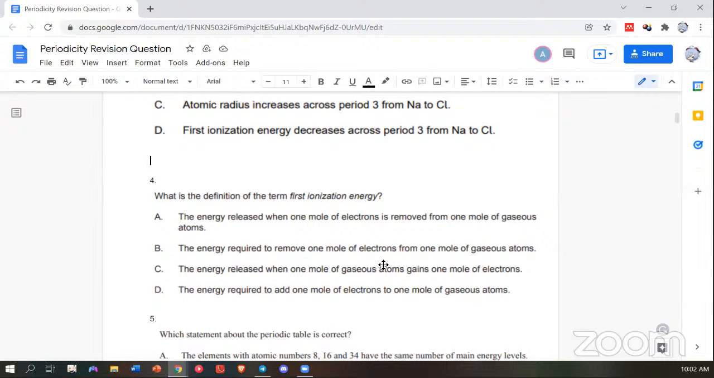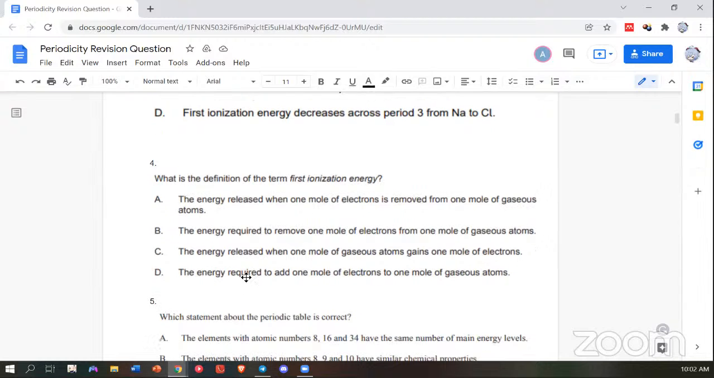Ni kalau kita baca pun macam pelik je. Macam mana pula dia nak ni kan. By the way dia dah cakap release pula, so lagilah salah. So kita tengok D pula. The energy required to add 1 mole of electron to 1 mole of gaseous atom. So kita akan confuse between B and D.